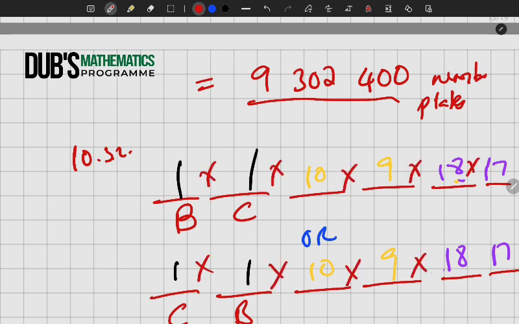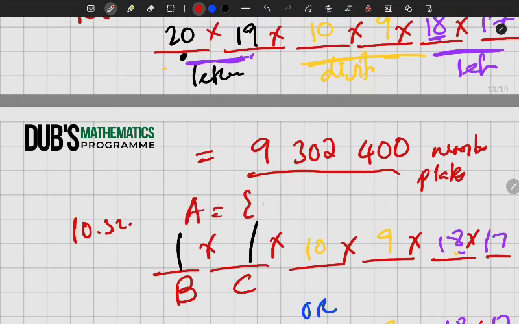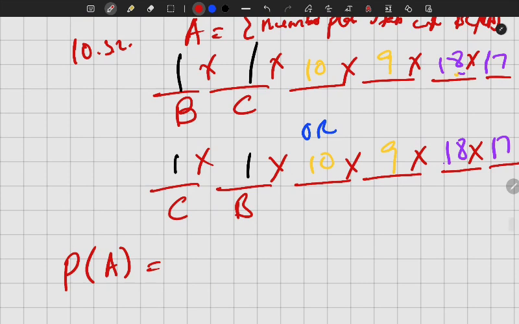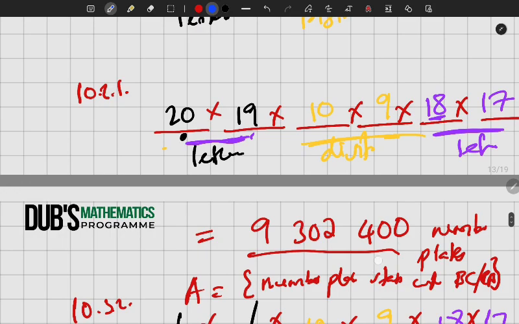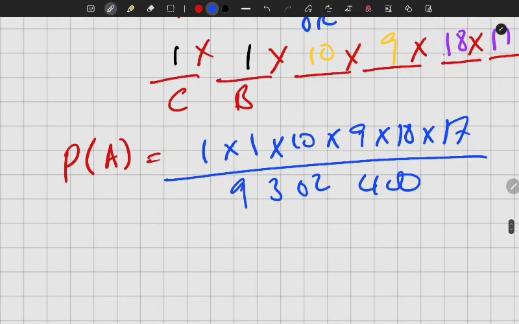So the other probabilities are the all possible combinations. So meaning that the probability, I'm going to call it event A, but you can say that A is an event that the number plate starts with BC or CB. You're now just going to multiply this by 2 because we're adding them, but they're the same. So you're going to be having 1 times 1 times 10 times 9 times 18 times 17 divided by all possible outcomes, which is that 9,302,400. And you're going to find your answer there.